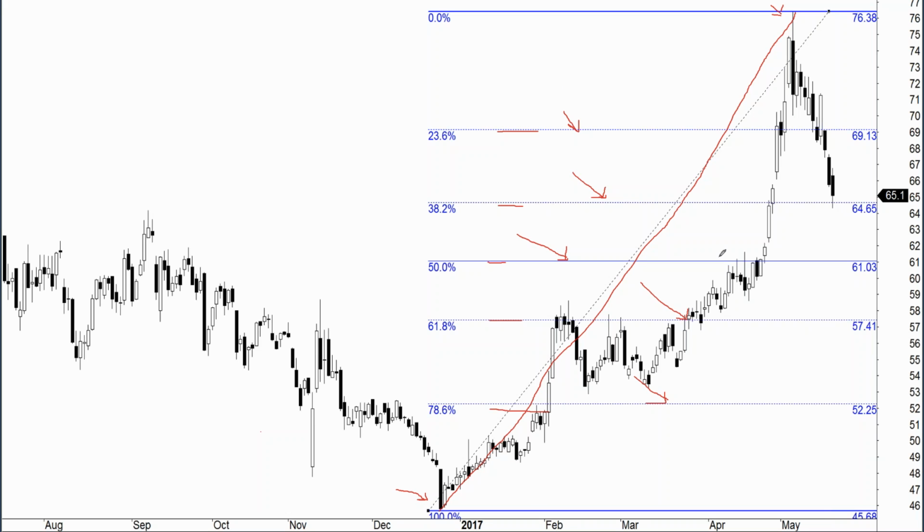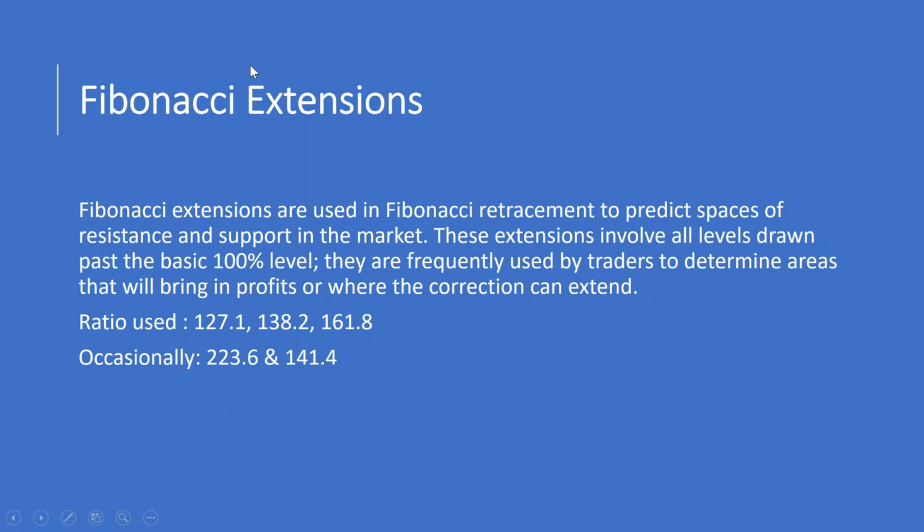So this is retracement. And now you can see how well this supports the price. It has supported the price at 38.2%, and maybe in upcoming days we may see some movement up. So this is Fibonacci retracement. Now let's move forward.